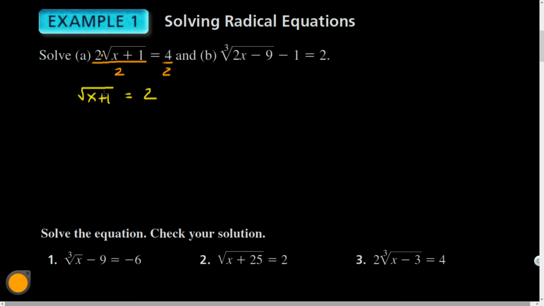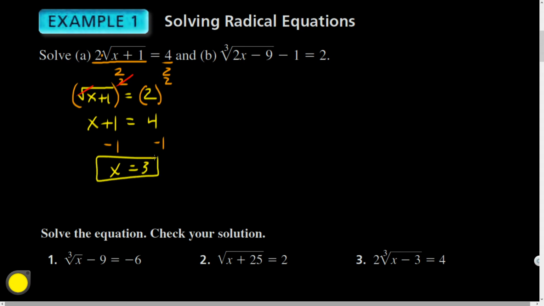Now, I can't access anything on the inside of the radical, also called the radicand, remember, until I deal with this square root. And the way I'm going to deal with a square root, the inverse operation of square rooting, is squaring. And so I'm going to square both sides of the equation. And notice this square root and that square undo one another. And so in this case, I'll get x plus 1 equals 4. And then subtract 1, I get x equals 3.